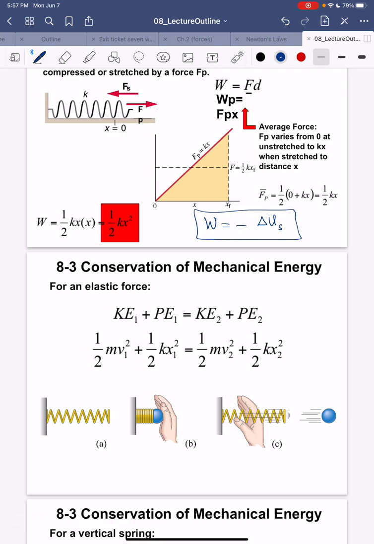Now, what if we have problems that have elastic forces, which means I have a spring? Then I can, of course, now include 3 types of energy. If I don't have any change in the vertical, then I will include only kinetic and elastic potential, because the gravitational is not changing. Then I will say 1/2 mv1 squared plus 1/2 kx1 squared equals 1/2 mv2 squared plus 1/2 kx2 squared.